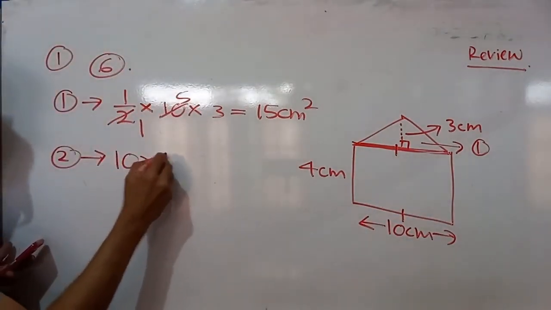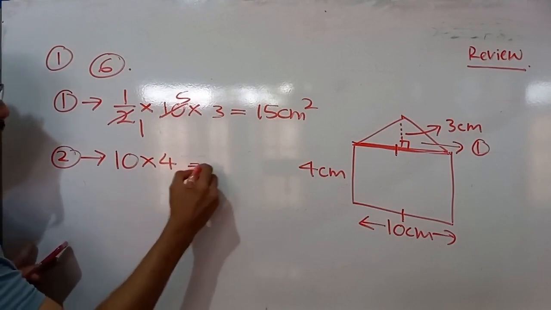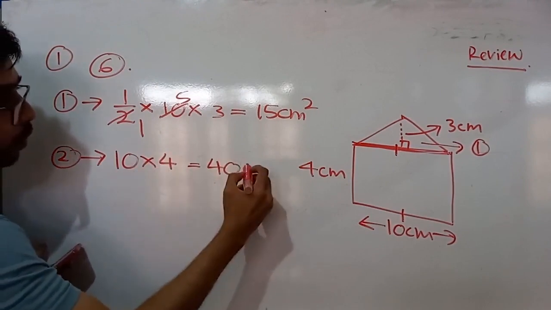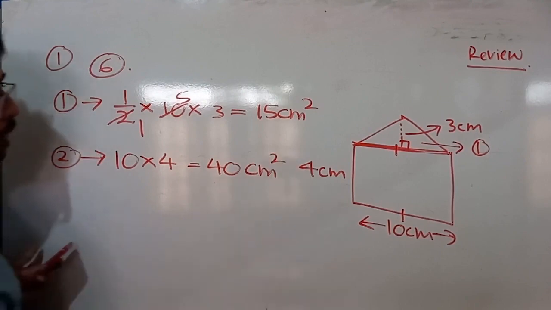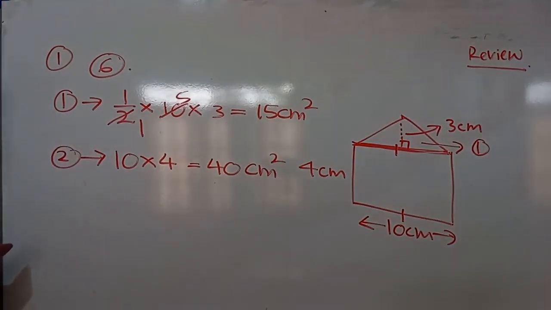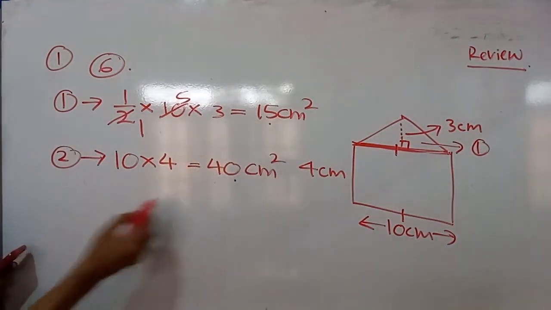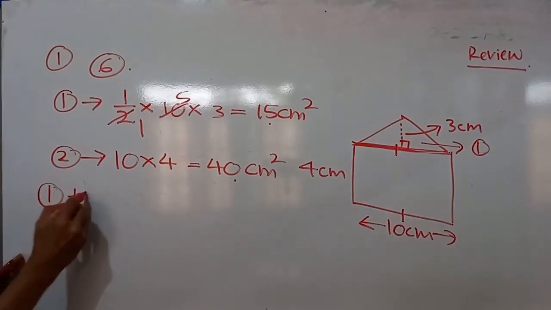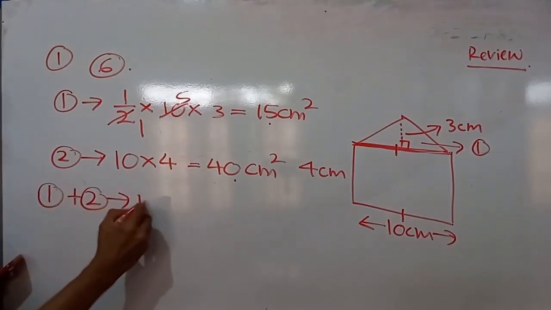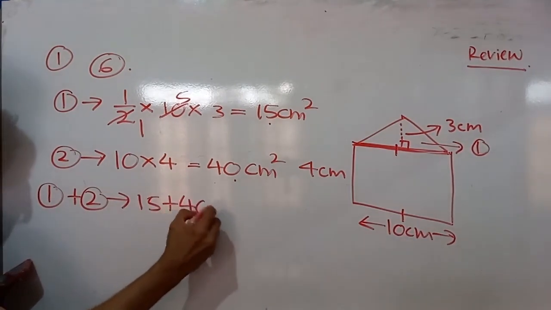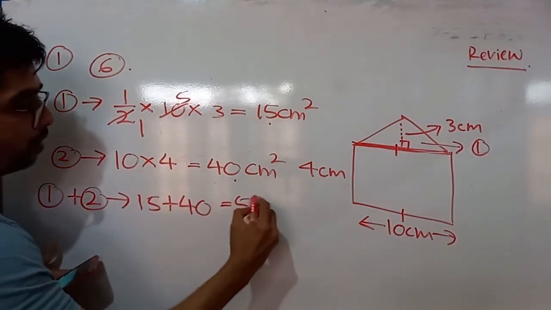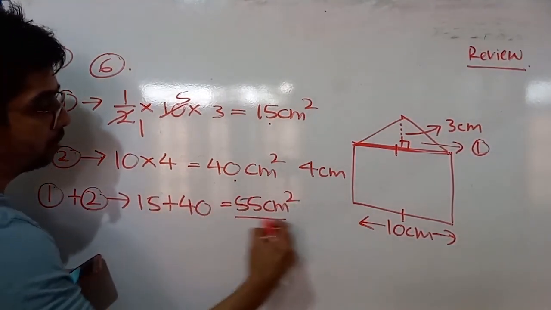Then number 2, that means the area of the rectangle. So that is length into breadth, which is 10 times 4. That means what? 40 square centimeters. Then what do we have to do? We have to add these values together, right? So 1 plus 2 will be what? 15 plus 40. That means 55 square centimeters.